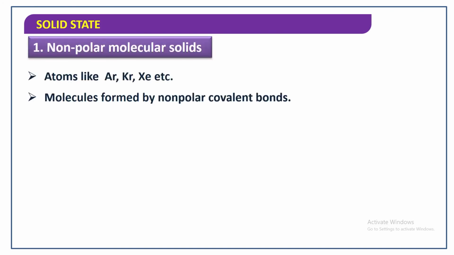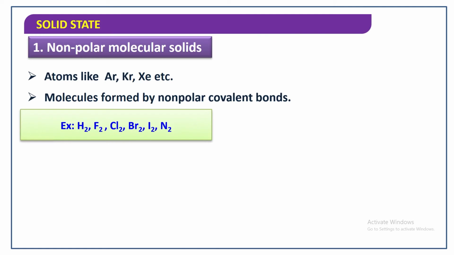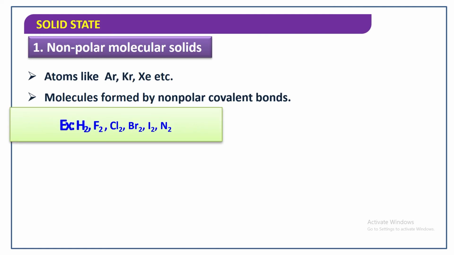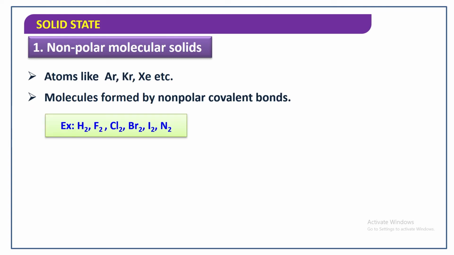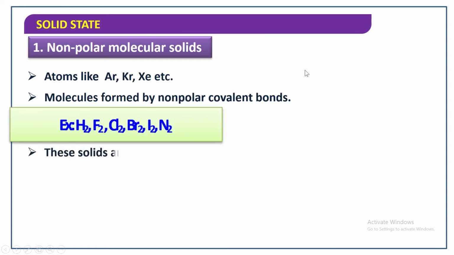So atoms like argon, krypton, xenon are non-polar, or some molecules may be there which are non-polar, like H2, F2, Br2. These don't have any electronegativity difference. At room temperature they are gaseous, but at some lower temperature they are solid. So among these molecules they have non-polar interactions. They have non-polar van der Waals force of attraction. They are soft. They don't have any free electrons, so they do not conduct electricity in the solid state. I'm talking about the solid state.